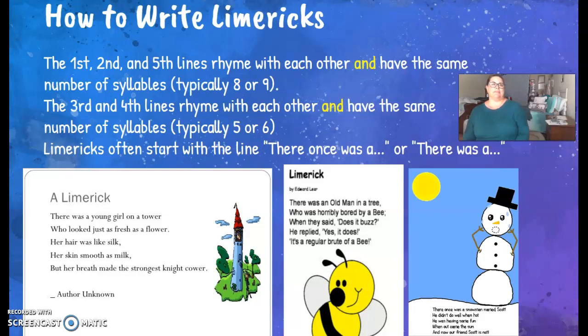So listen to these examples. This first one, I don't know who wrote it, but it's kind of funny at the end. There was a young girl on a tower who looked just as fresh as a flower. Her hair was like silk, her skin smooth as milk, but her breath made the strongest knights cower. Doesn't that start out as such a nice poem, and then at the end it's so funny.